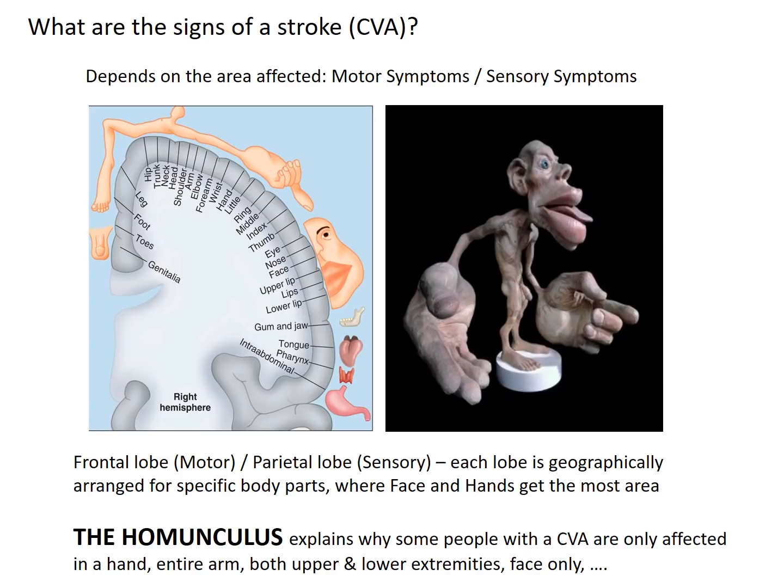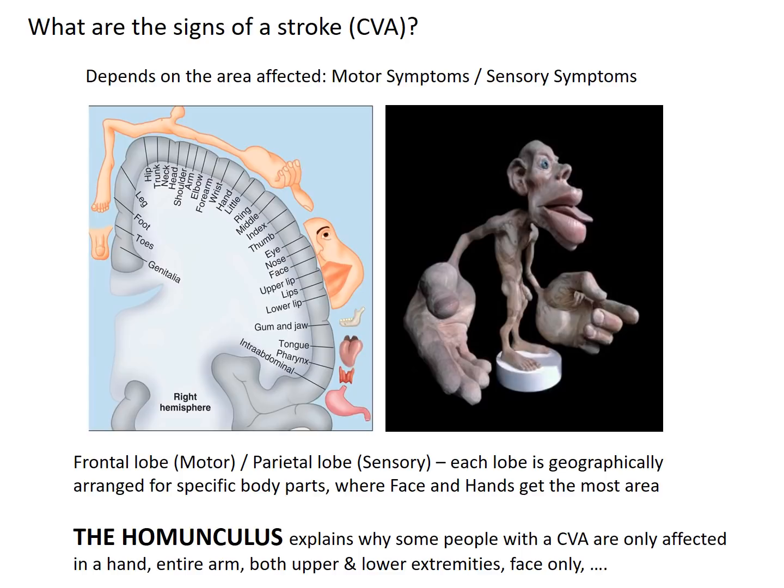Is this kind of making sense? A lot of region of the brain for hand and face, smaller regions of the brain for extremities. A big stroke, a stroke that affects a large region of the cortex, can affect a large region of the body. A smaller stroke that only affects a select region of the motor or sensory cortex is only going to affect smaller parts of the body. And again, that is contralateral.